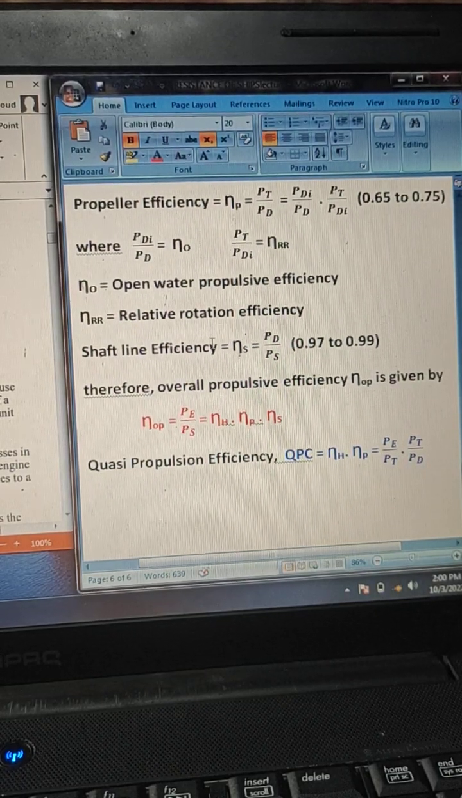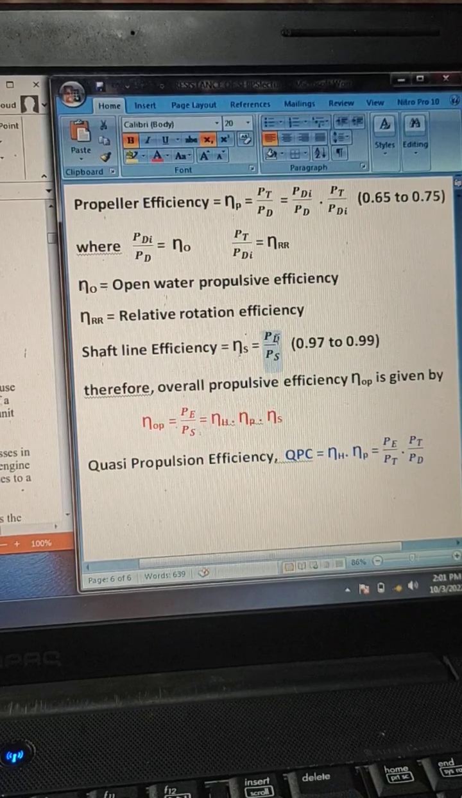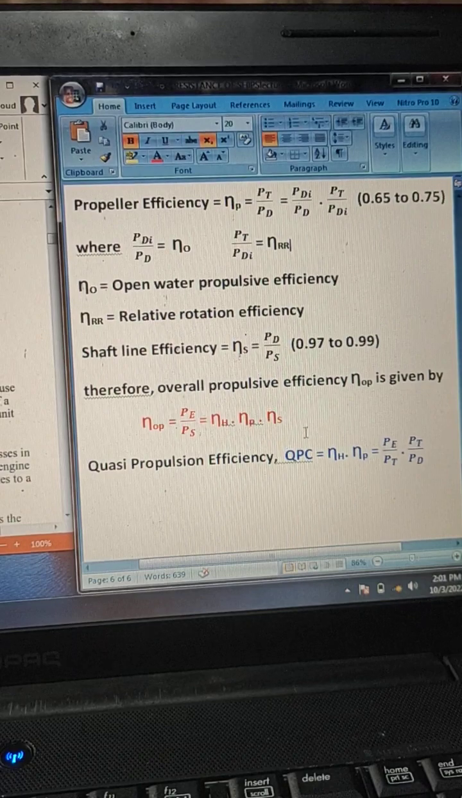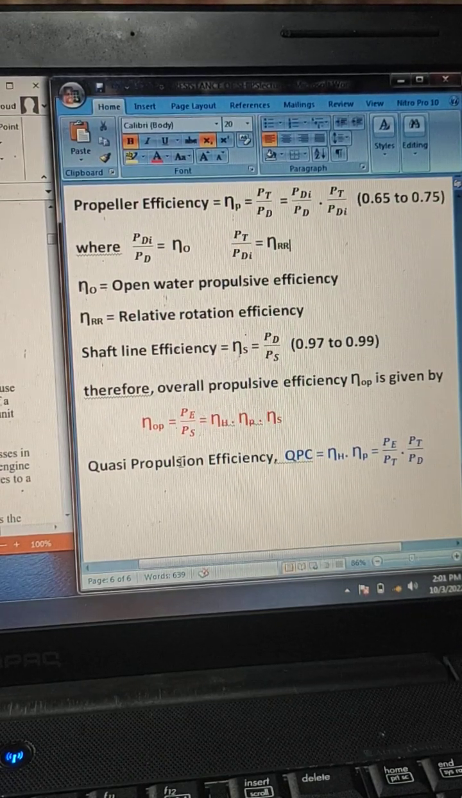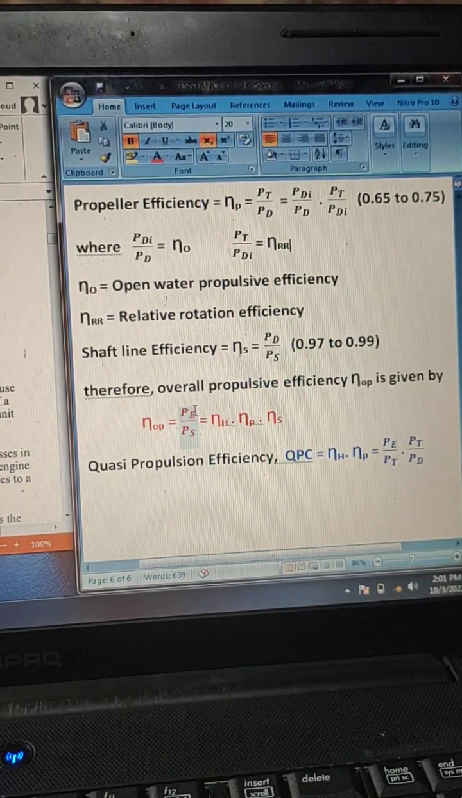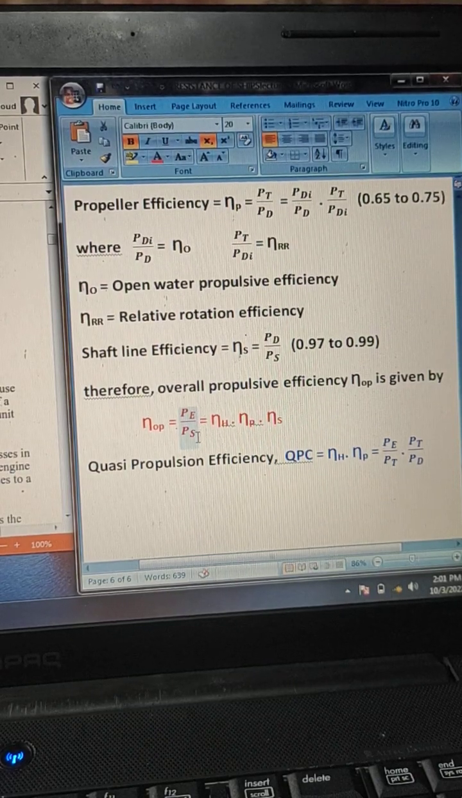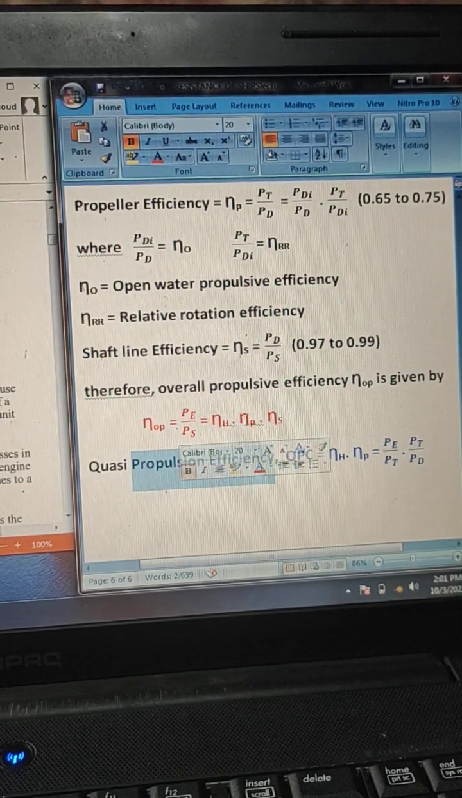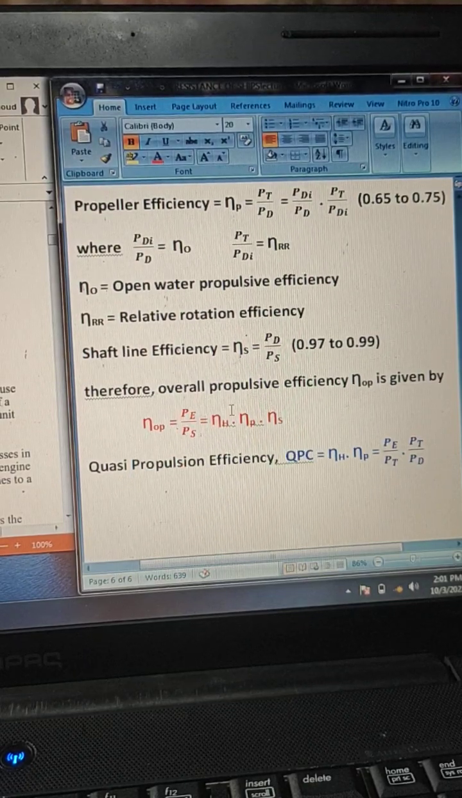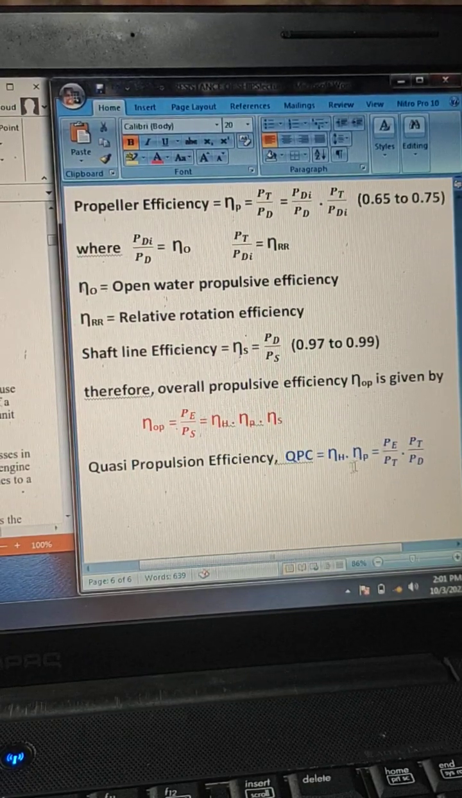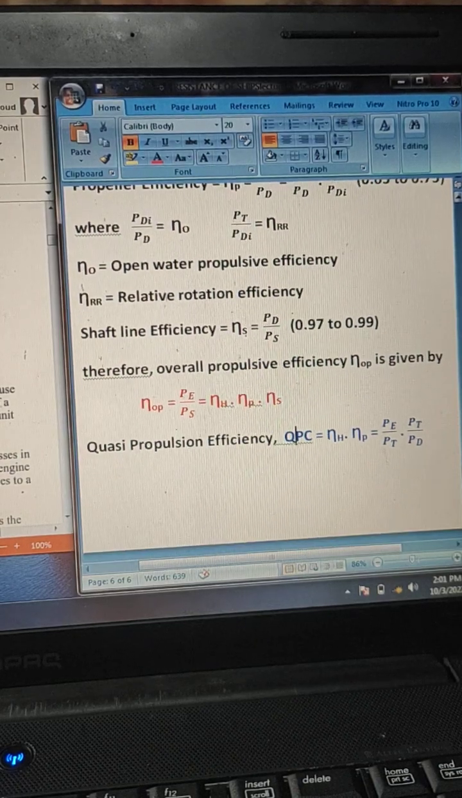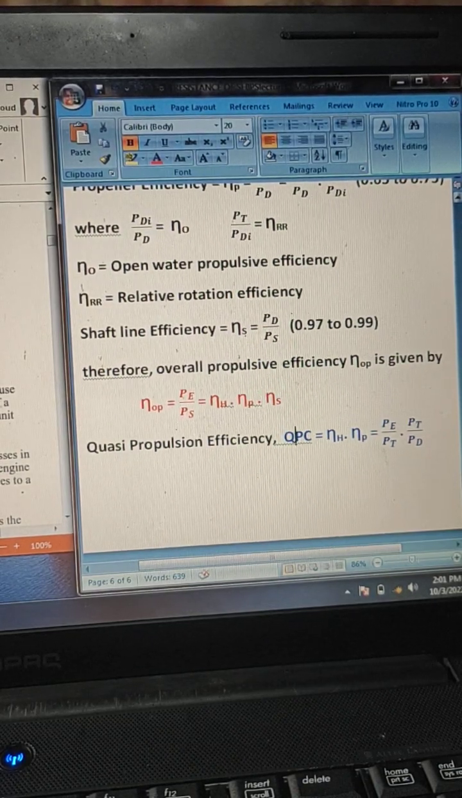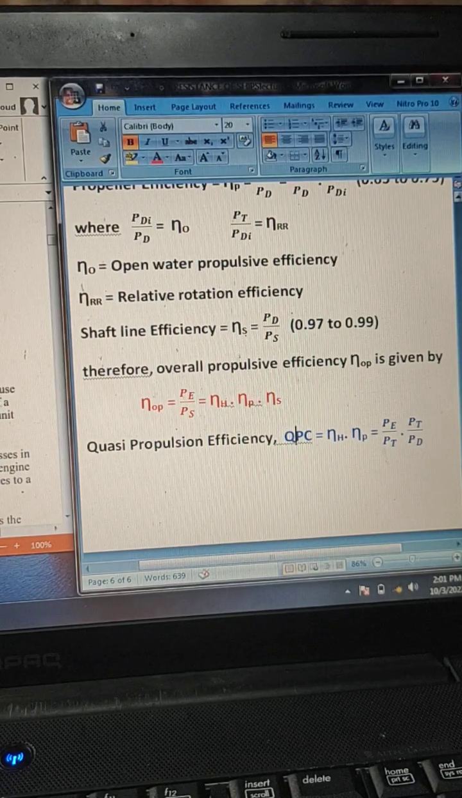Now shaft line efficiency is given by the power delivered against the shaft power. And therefore, the overall propulsive efficiency, which is given, as I told you before, by the effective power against the shaft power, can be a multiplication of all these efficiencies. From there too, if we collect only these two, we call it quasi-propulsive efficiency. And that is all about the hull powering and delineation of power from the main engine to the propeller.